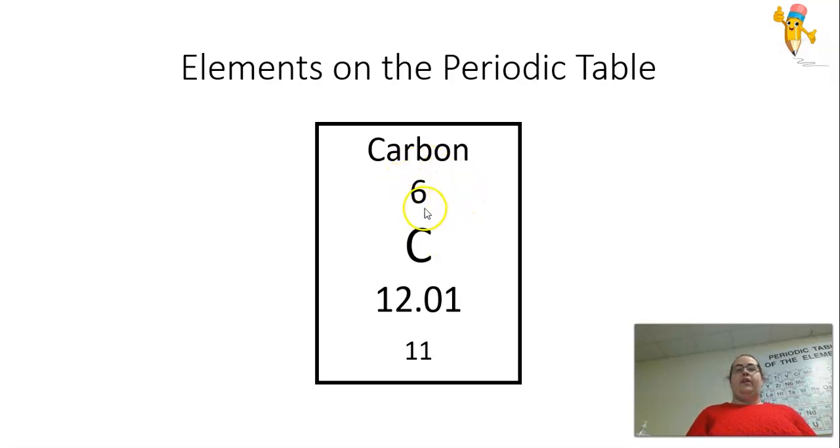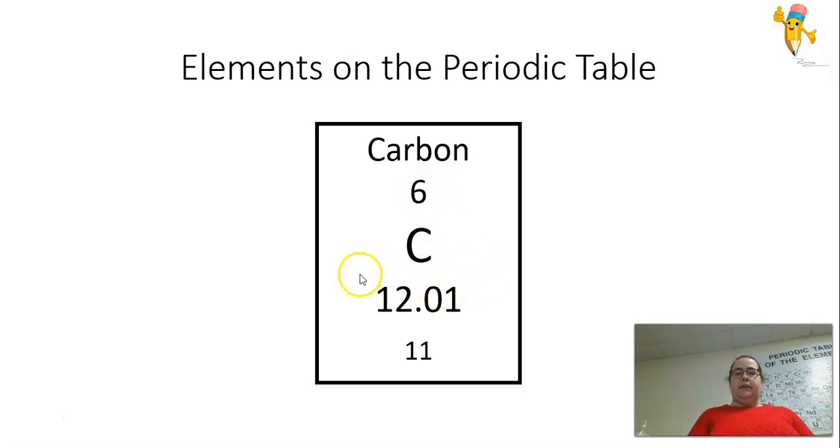Next, we have our atomic number, which is 6. Our atomic number is going to tell us the number of protons. And if we're looking at what's called a neutral atom, which means the number of protons will equal the number of electrons, our atomic number tells us the number of electrons. So in this case, carbon has 6 protons, and because we're going to assume that's neutral unless told otherwise, it's going to have 6 electrons.